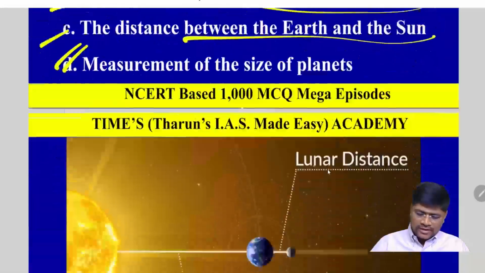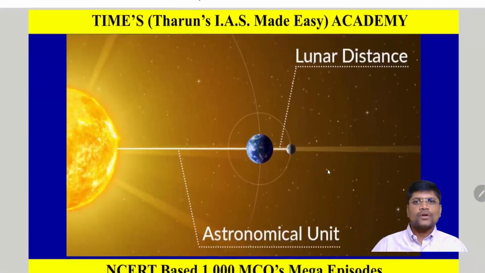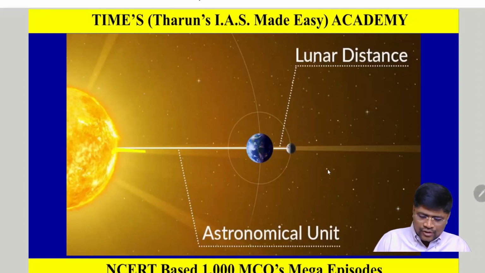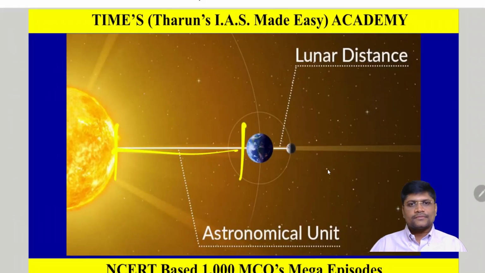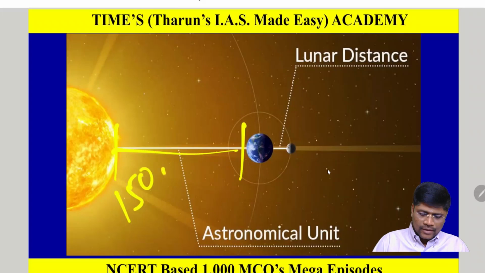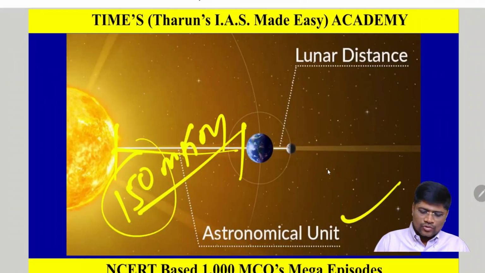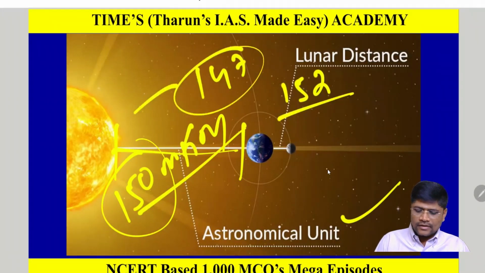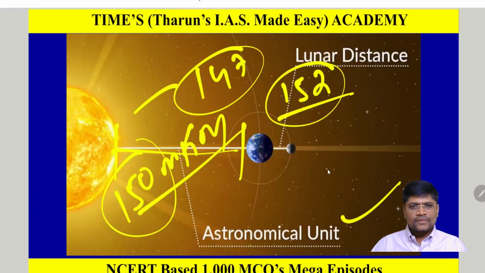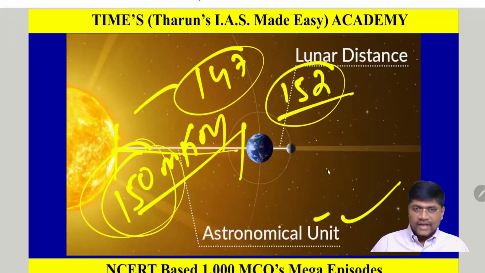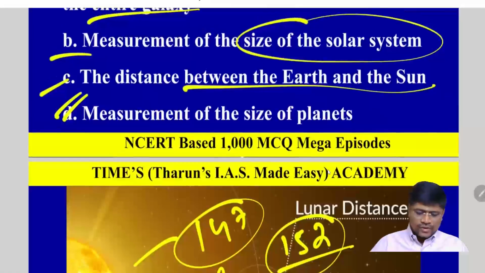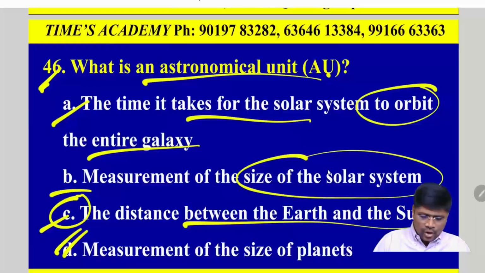Okay, let's see the explanation. So what actually is one astronomical unit? It is the actual distance between the Sun and the Earth. We know it is about 150 million kilometers. This distance is called one astronomical unit. Again, this distance is not constant, so it will vary from 147 to 152 million kilometers. This is called the perihelion and this is called the aphelion. The average distance is called one astronomical unit. Clear? So it is the distance between the Earth and the Sun. Option C is correct.